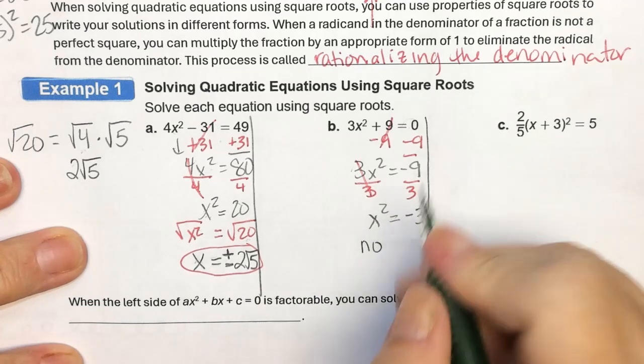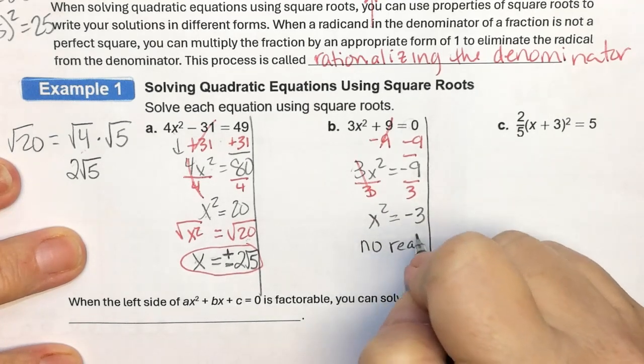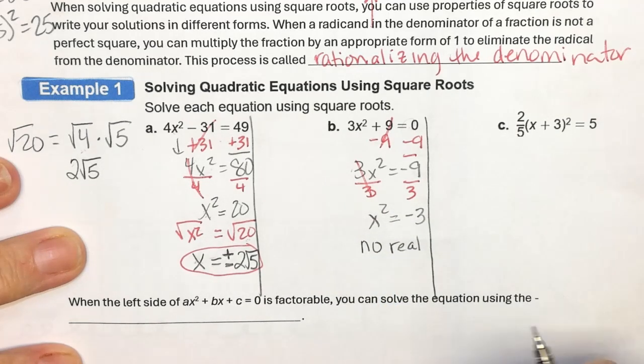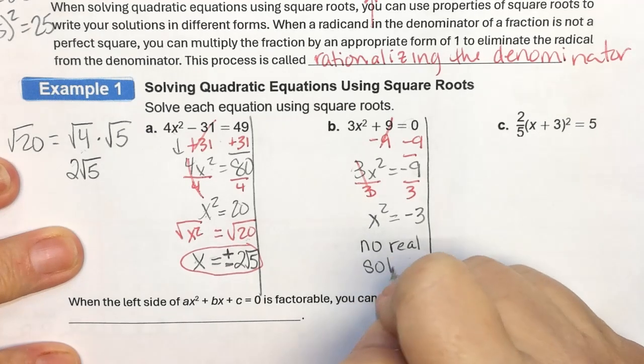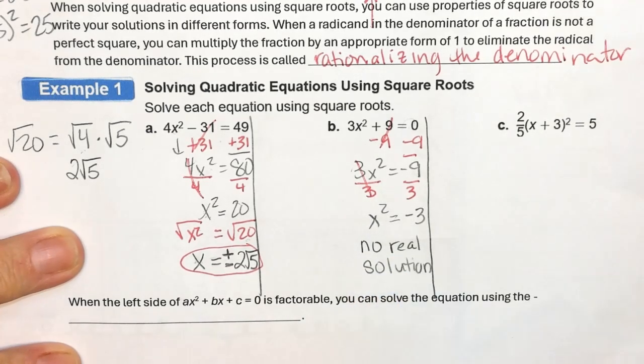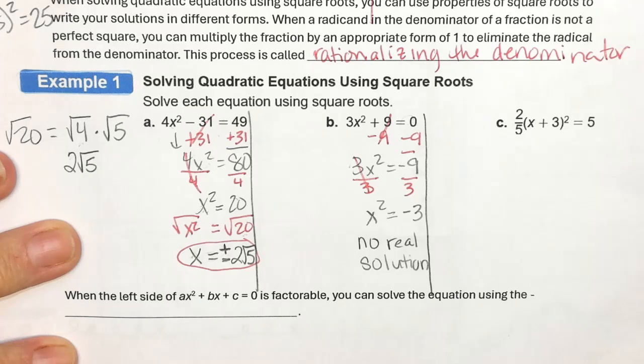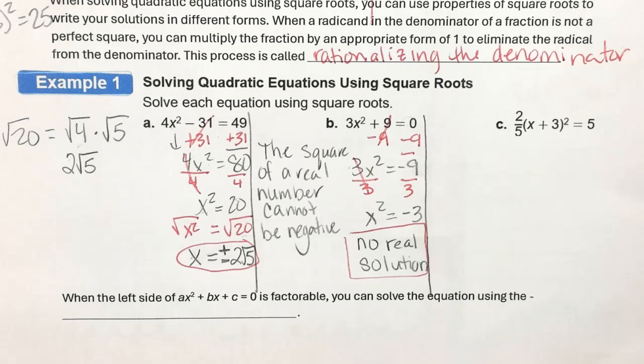And yes, the word real is important because we're going to learn later in the chapter about something called imaginary solutions. Not imaginary friends, but imaginary solutions. So the answer would be no real solution. The reason why is because the square of a real number cannot be negative. So the answer for this is no real solution. The reasoning is the square of a real number cannot be negative.